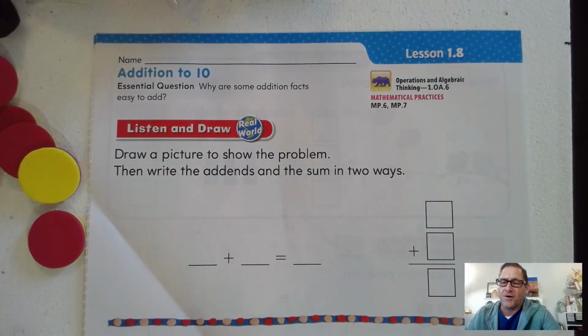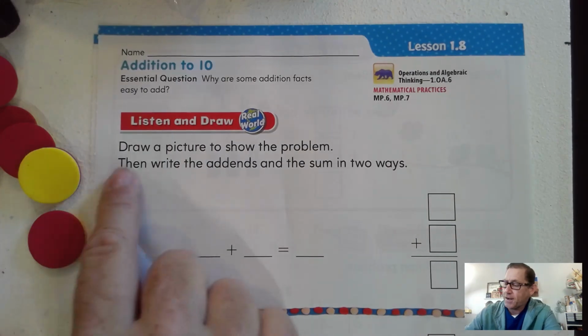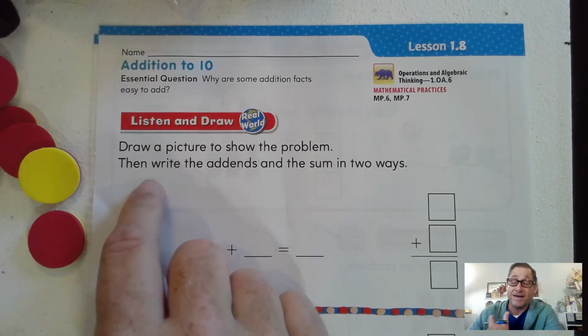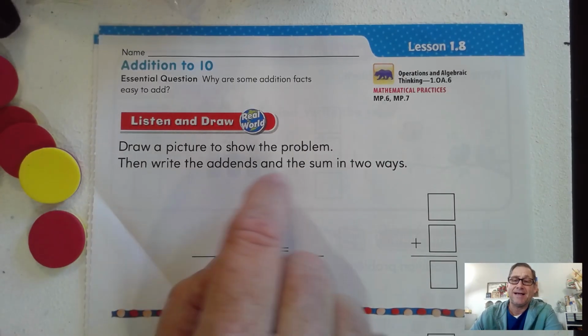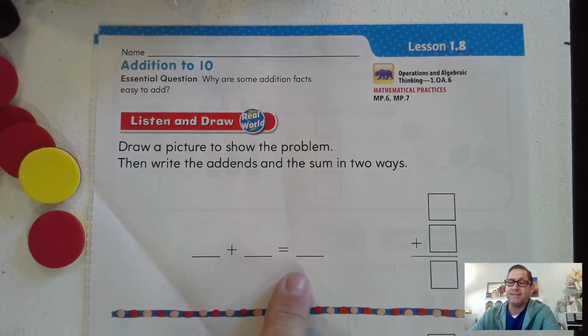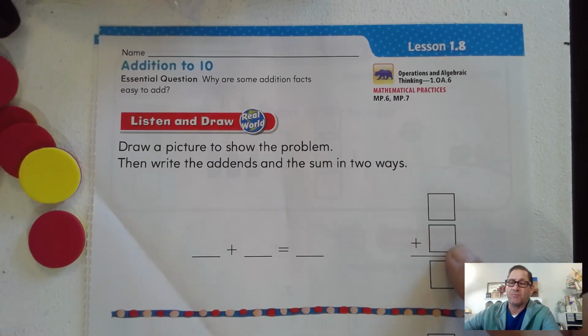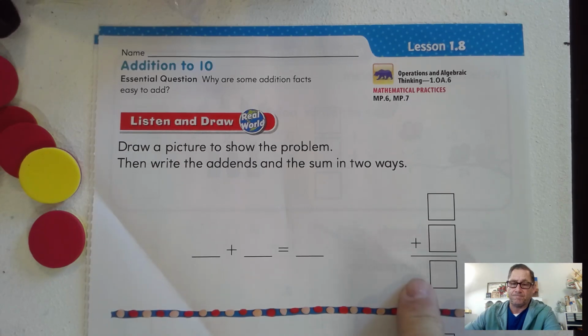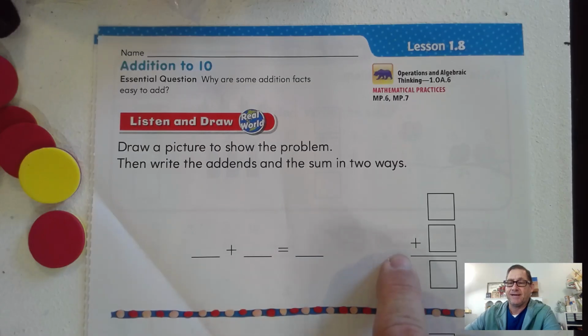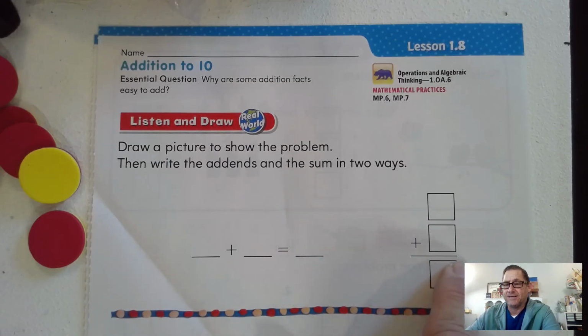Okay, so listen to the following problem. I want you to draw a picture to show the problem that I read. Then I want you to write the addends and the sum in 2 ways. One way will be left to right, we call that horizontal. And the other way I want you to write it is up and down, which we call vertical. Where in this one we have something plus something equals something, and in this way our equal is the line just above the sum.